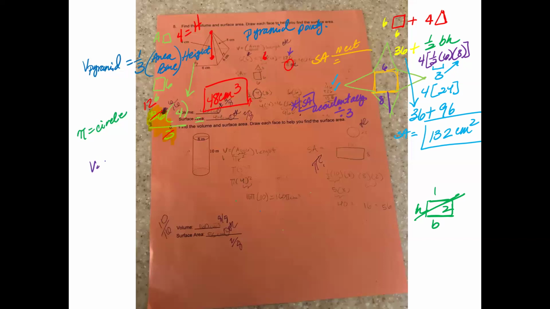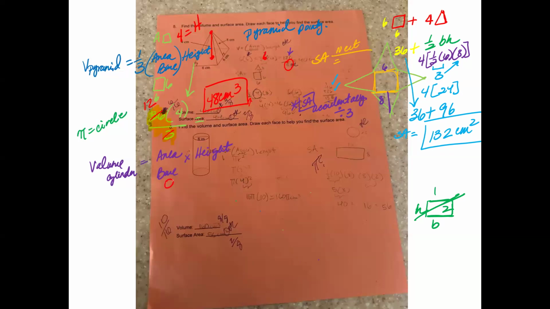So let's do the volume first. How do you find the volume of a cylinder? R squared. So we're not going from there. We're starting at the very beginning. How do you find the volume of anything? Area of the base times the height of the prism, right? Yeah. What's the area of here?